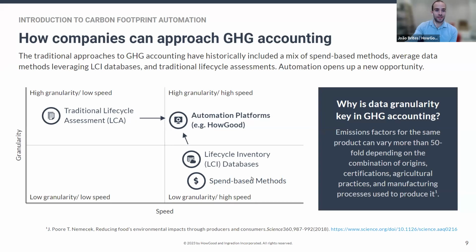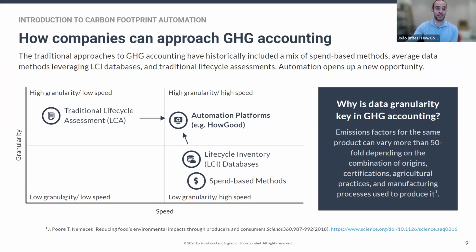The method that is very quick but doesn't have granularity at all is the spend-based method, where you take how much you spend on food or agricultural raw materials and multiply that by an emissions factor. That's really quick, but it's very rough and often highly misleading. One that is much more granular and usually relatively fast is the lifecycle inventory databases. You go to a lifecycle inventory database and search for an emissions factor there. Often those are secondary emission factors.